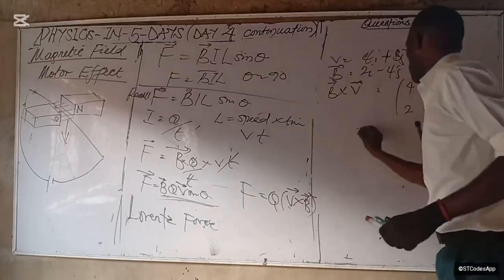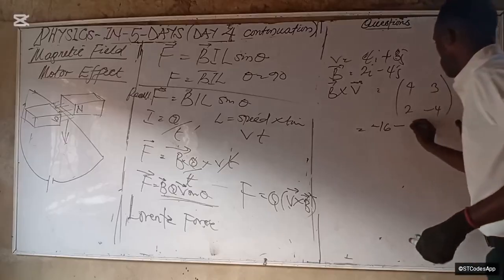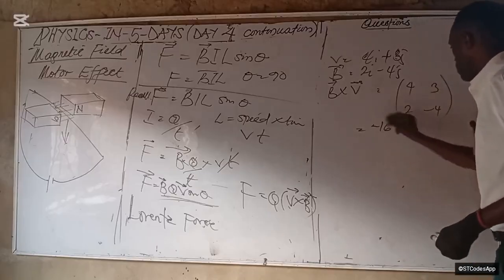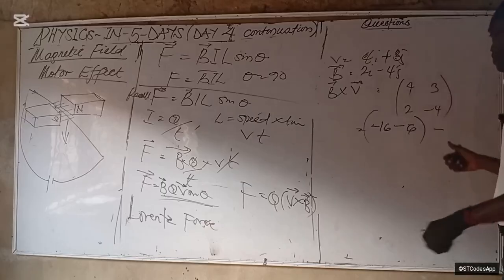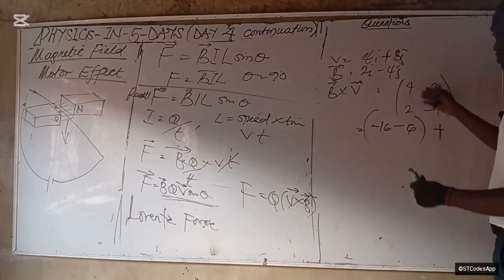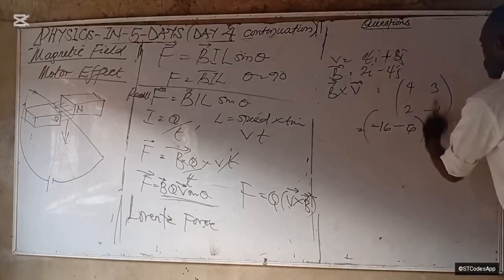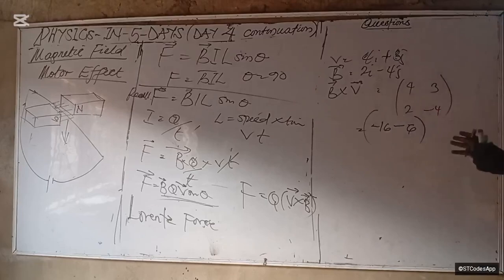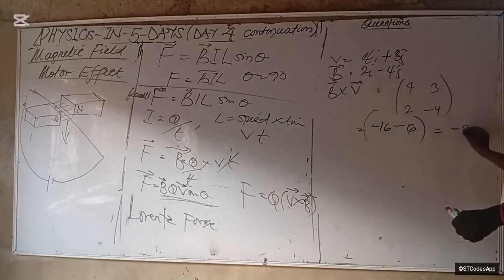Do you remember? So how do you take determinants? This times this is equal to minus 16, minus 6. Is it plus or minus? Minus. We are subtracting this from this. For 2 by 2, we are stopping here now, isn't it? All right, so this minus this gets what? Minus 22. Okay.